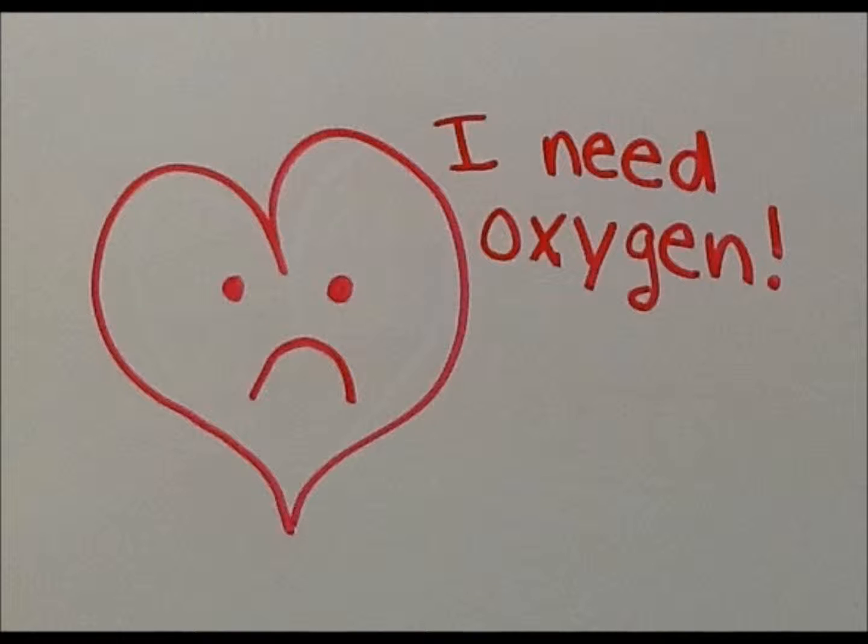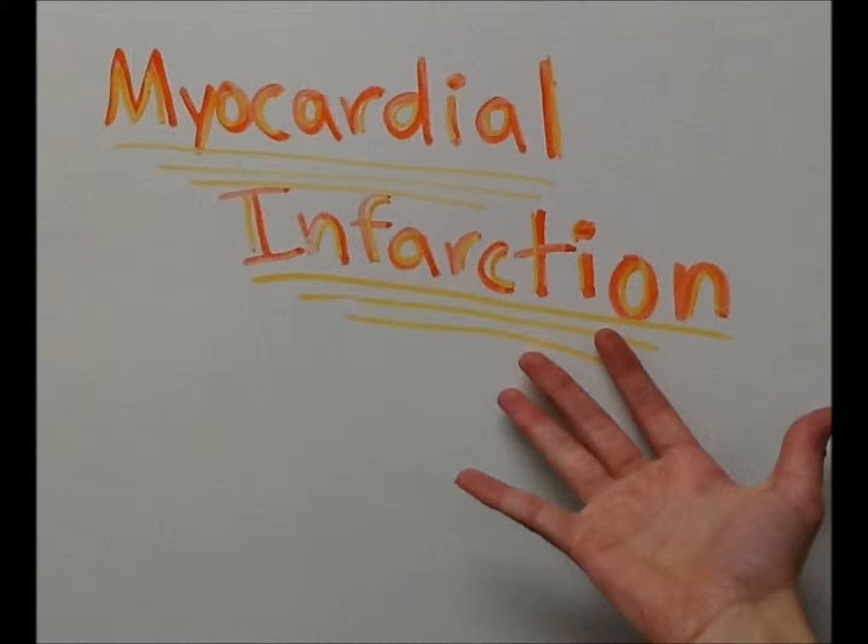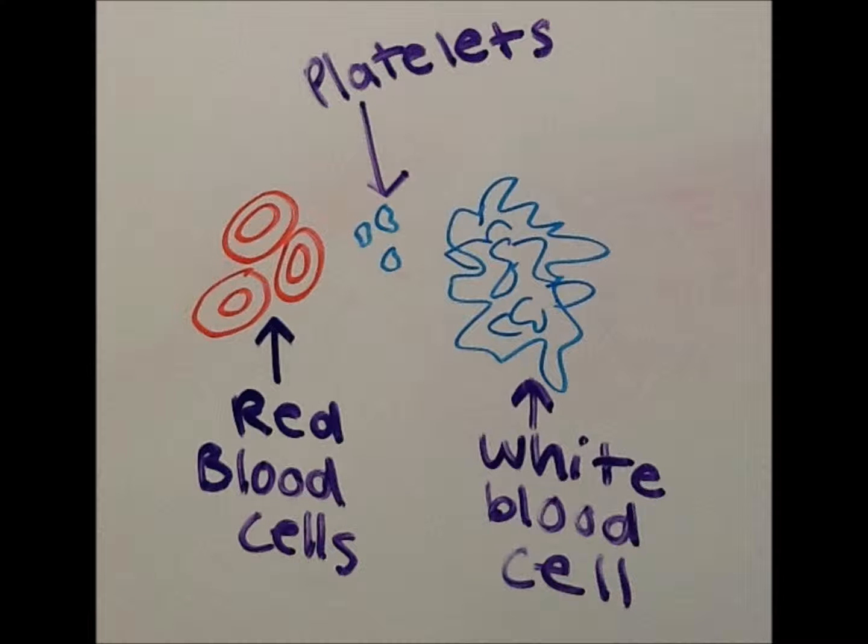A heart attack occurs when a blood clot blocks a coronary artery and starves the heart of oxygen. In medical terms, this condition is referred to as a myocardial infarction, or an MI. Most MIs are a result of plaque buildup on the walls of arteries due to high cholesterol. Platelets, which are the tiniest of the three major types of blood cells, white and red blood cells being the other two, stick to tears in this plaque and eventually form a clot.